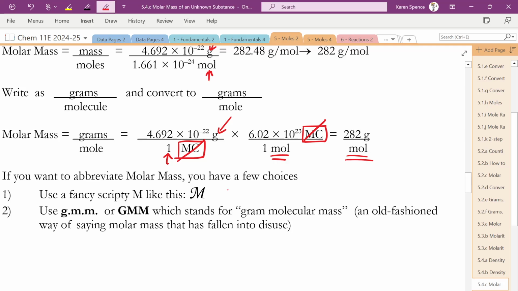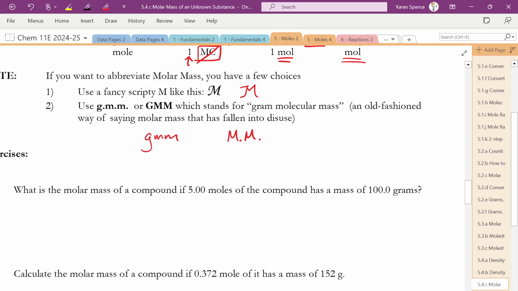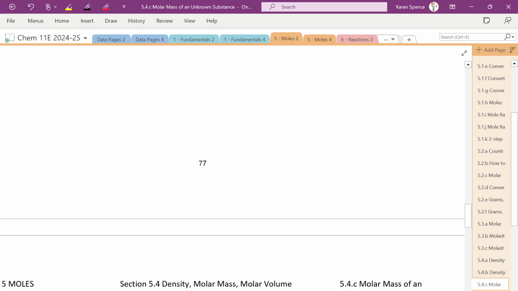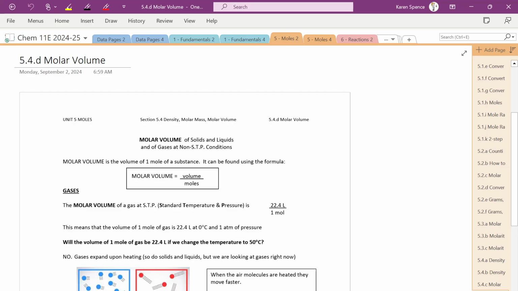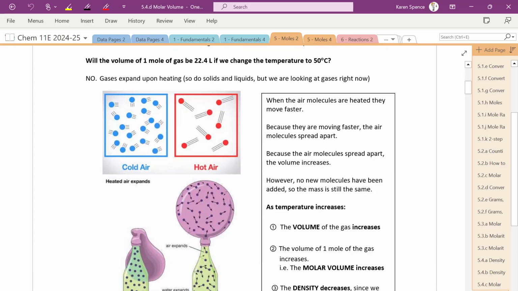You can abbreviate molar mass like this. I think we already said that. You can actually use GMM, which stands for gram molar mass, or you can just write MM. But the GMM has sort of fallen into disuse. It's really old-fashioned, so I don't know if anyone would know what you're talking about. Anyway, there's a bunch of exercises here, which we are not going to look at right now because we are going to keep moving because this is Chem 11 Enriched, and we never stop. Okay. Sorry. Page 79.